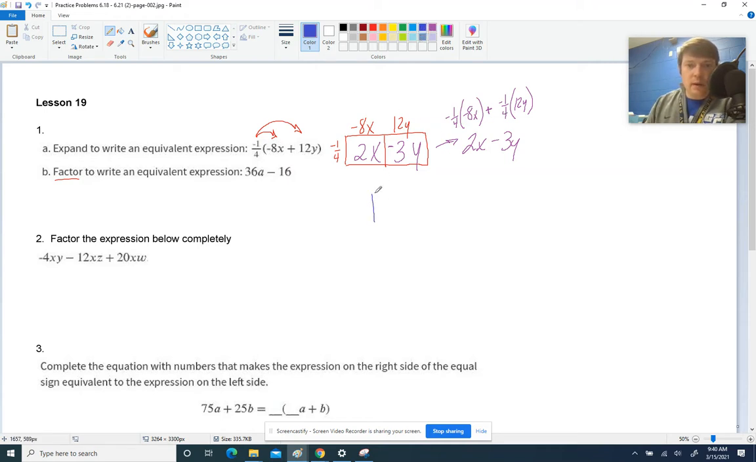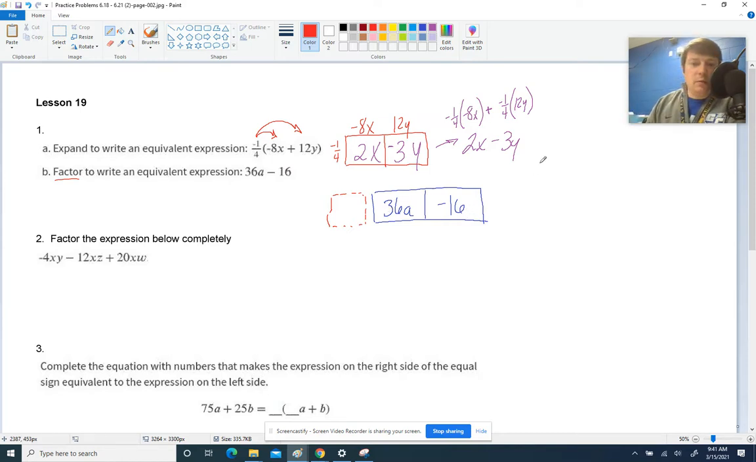Let's imagine that we had another rectangle for this next one. But this rectangle, we already know what the two areas are. We know that it's 36a and negative 16. So to do this problem in reverse, we have to pick the numbers that go on the length and width. We know the area, we have to find the length and width. This is probably the most challenging part, picking the common factor. What number goes into 36 and 16? That's kind of the toughest part here.